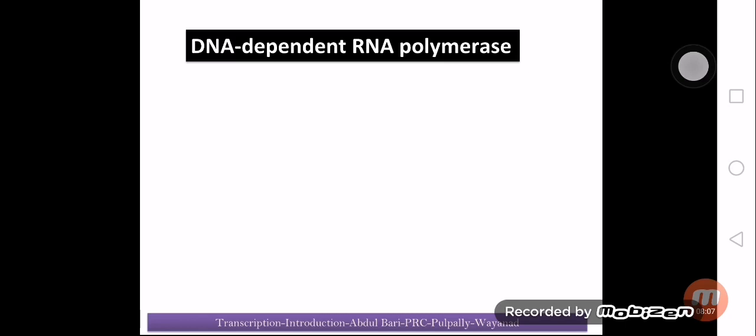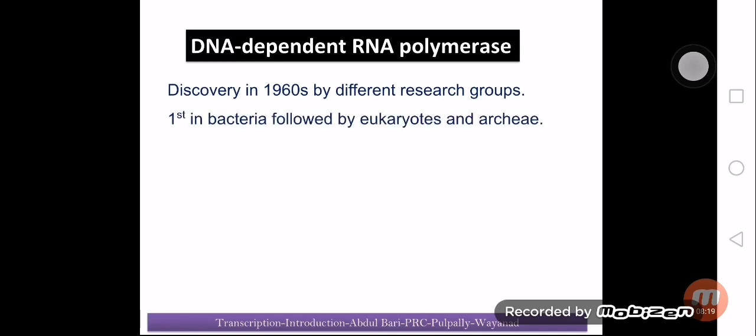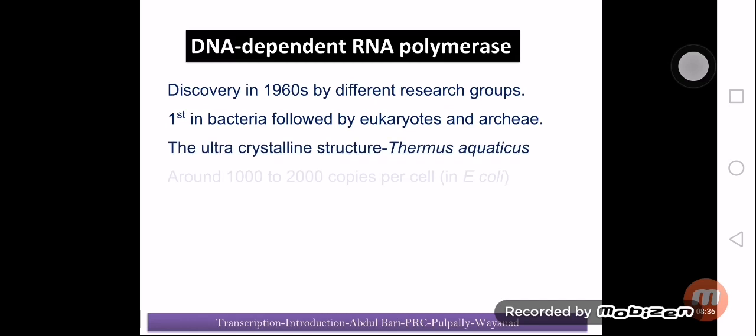So now moving on to the third part, the RNA polymerase enzyme, which is the enzyme involved in the transcription mechanism, right? It is otherwise called DNA dependent RNA polymerase. It was discovered in the 1960s by research groups, and as with many other things, it was initially discovered in bacteria. There are many things about this enzyme, but I'm not going into the details much.